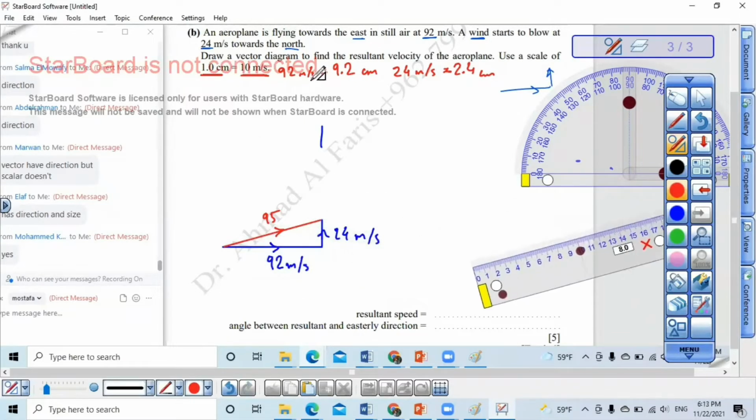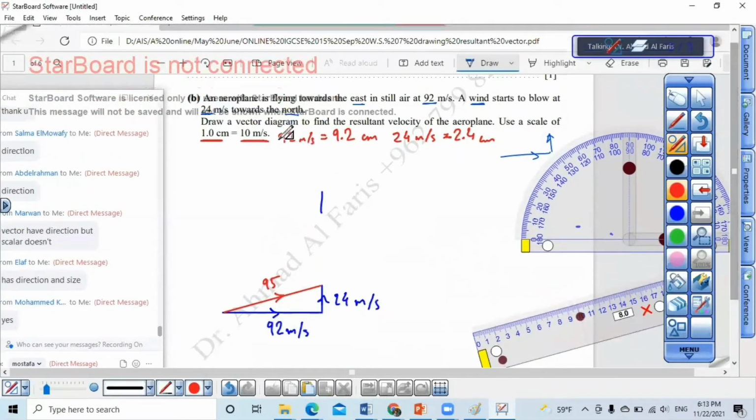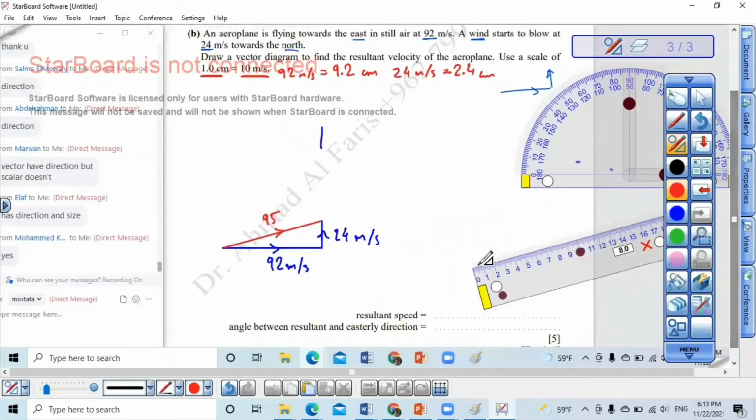So according to my scale, the scale said that it's supposed to be 95 meters per second. Exactly, 95 meters per second. So here my answer will be 95 meters per second. Now this is the first part. Second part, hold on.